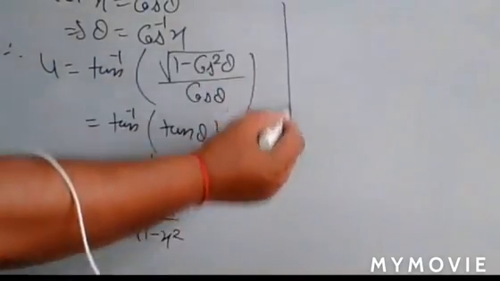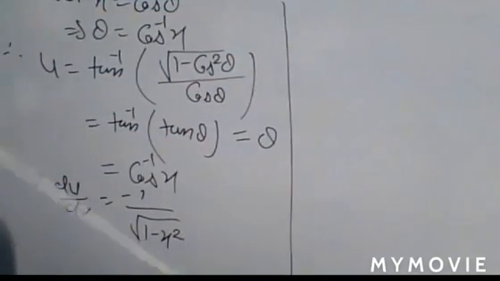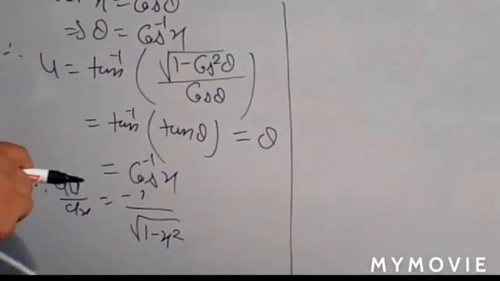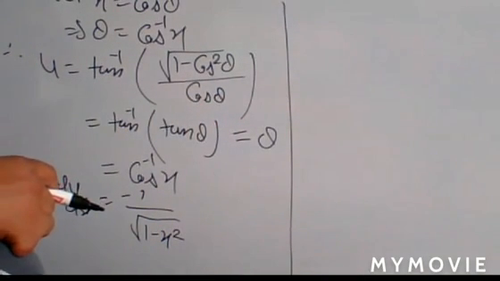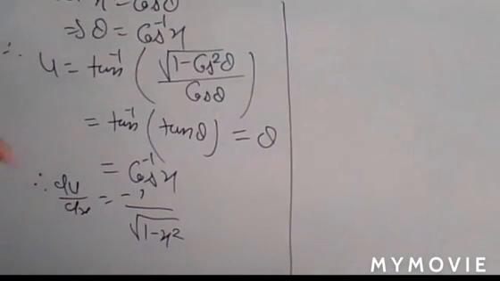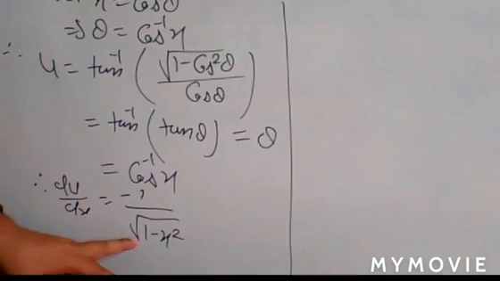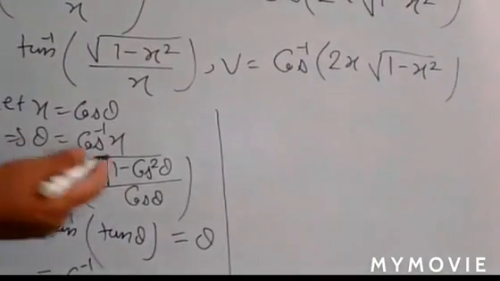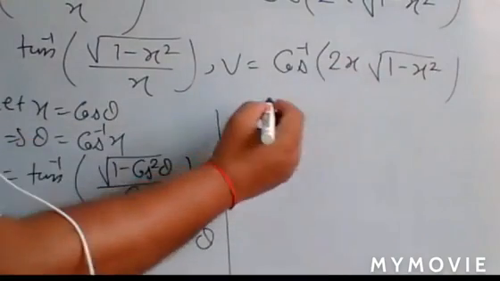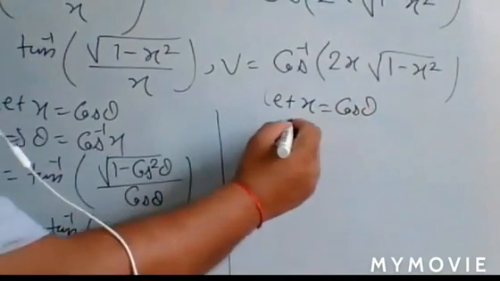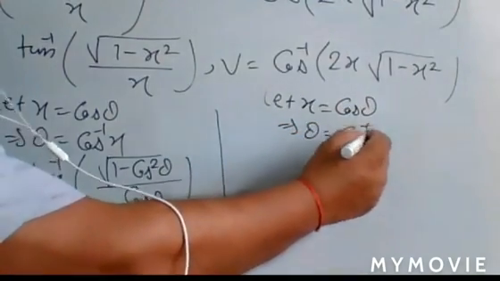In the same way, if you are taking the value of v, so here you again assume x is equal to cos theta. Everyone completed up to this step? Yes, sir. Okay. So you take for v here. V is given. Here you assume let x is equal to cos theta. So theta is equal to cos inverse x.